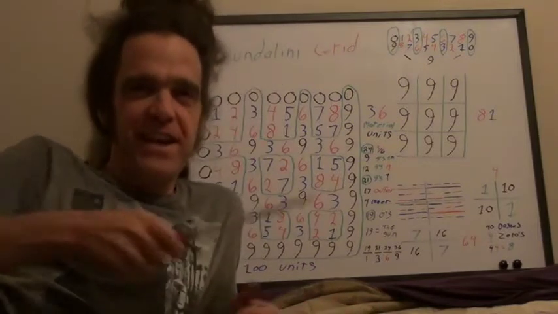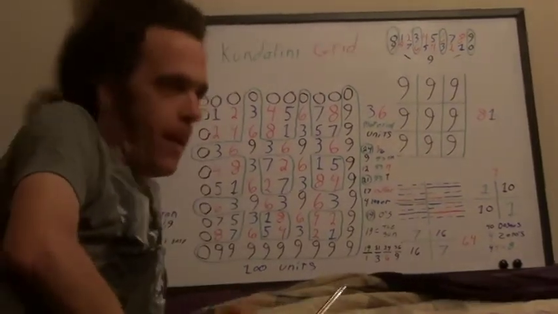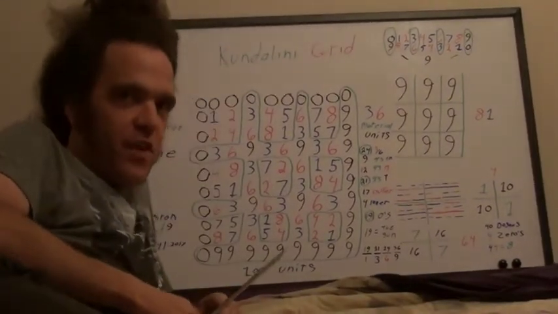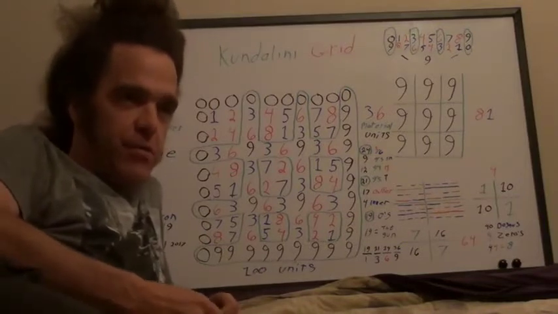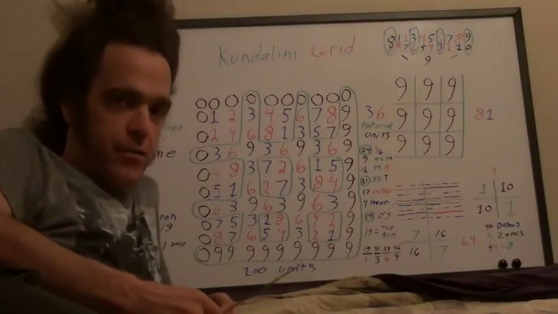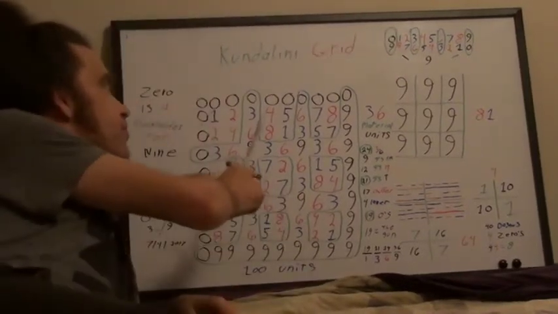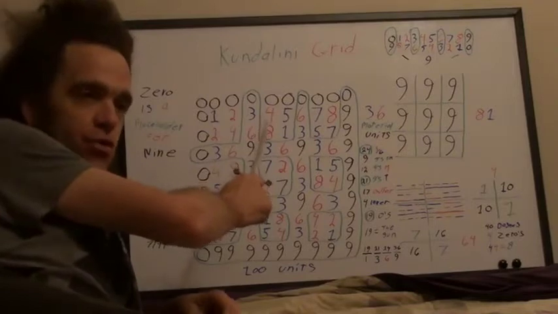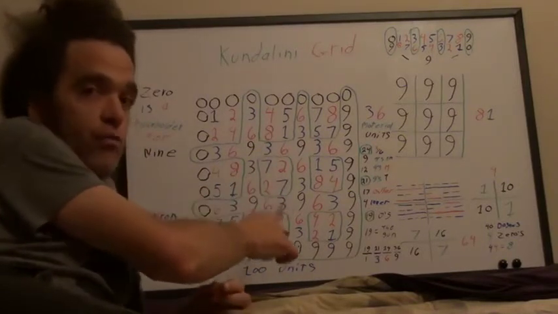Now I'm making a video on my bed right now. This is sort of an expansion of the Kundalini Grid that's first seen in the Proof of God series. This shows here all the numbers of the times tables 1 through 9 in grid form, reduced.